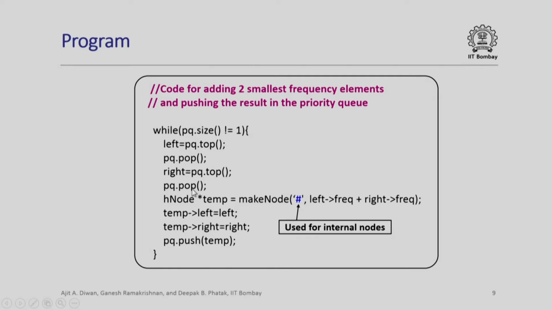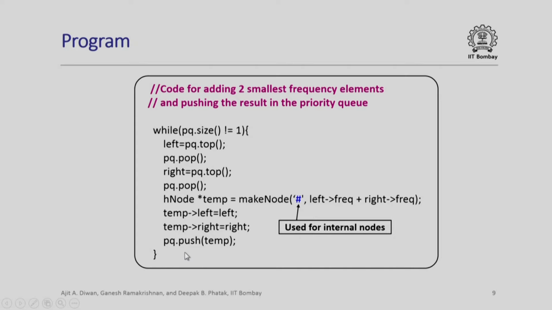What we do now? We actually make a temporary node again, where we have the left frequency and right frequency. Please remember we need to now insert an arbitrary character because this node does not represent an actual character in the file. We are arbitrarily using the hash symbol for internal nodes. Next, we assign left to temp left and right to temp right, and push this back onto the priority queue. So, what has happened?